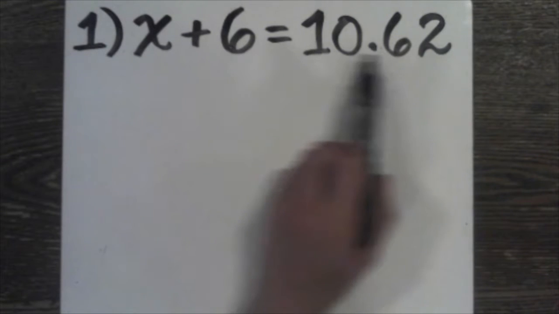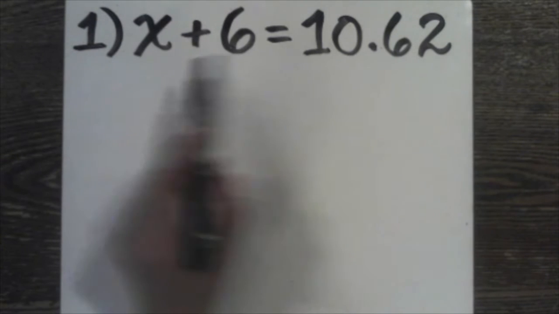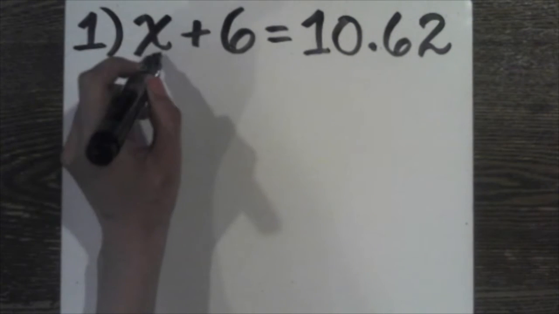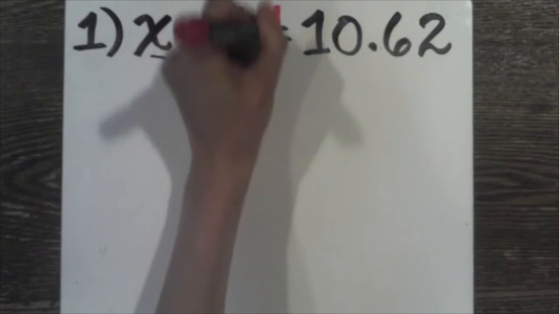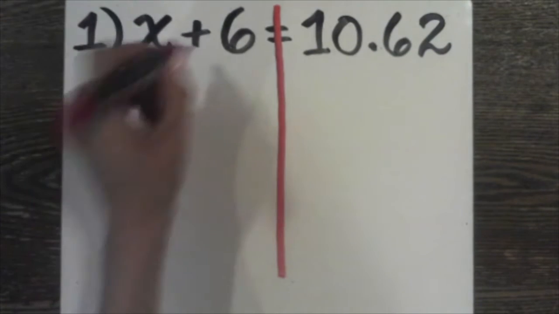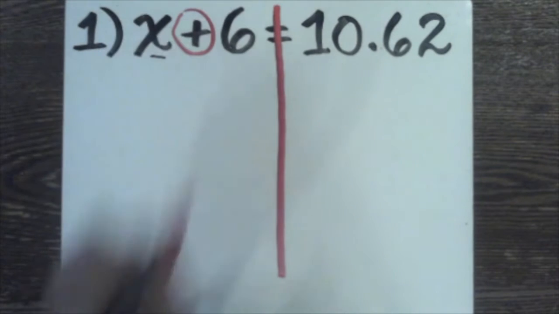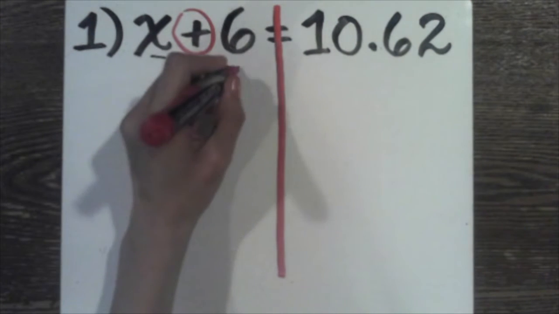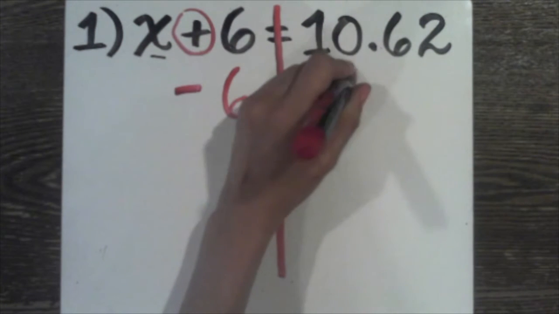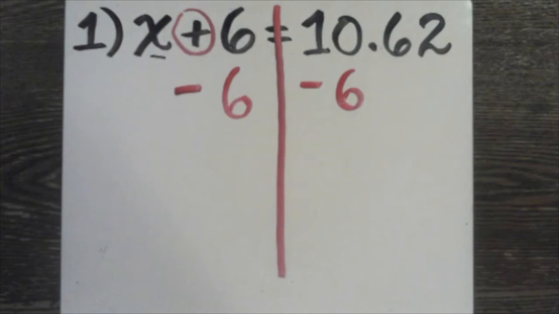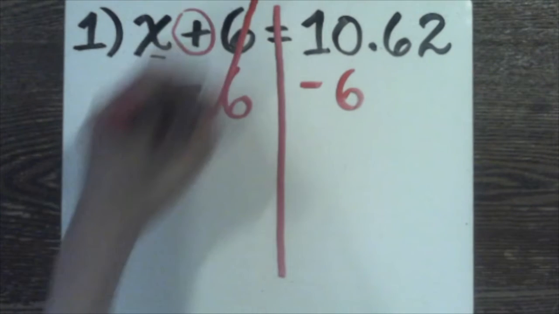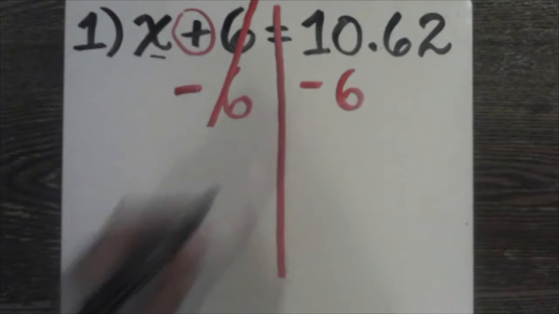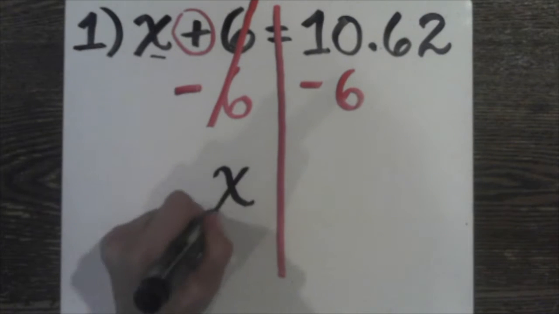Here we have x plus 6 equals 10.62. X is our variable and it is on the left side of the equation. So I am going to draw a line down the middle to separate my left and right and look for a plus or minus on the side with the variable on the left. I see a plus 6 and the opposite operation is a minus 6. I do the opposite so that plus 6 and minus 6 cancel out because 6 minus 6 is 0.